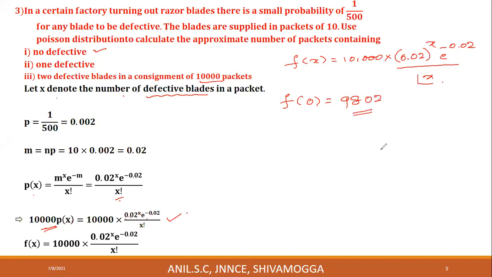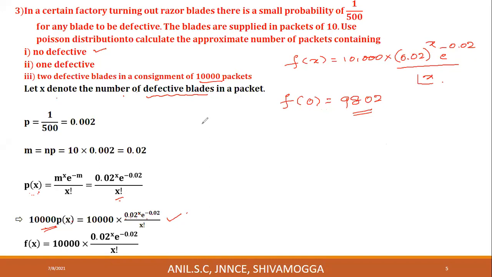Alternatively, you can calculate P of 0 and multiply that P of 0 with 10,000. That can also be done. In either way you can do that. I multiplied here only by 10,000. Or you just calculate P of 0 and then multiply the resultant with this 10,000.